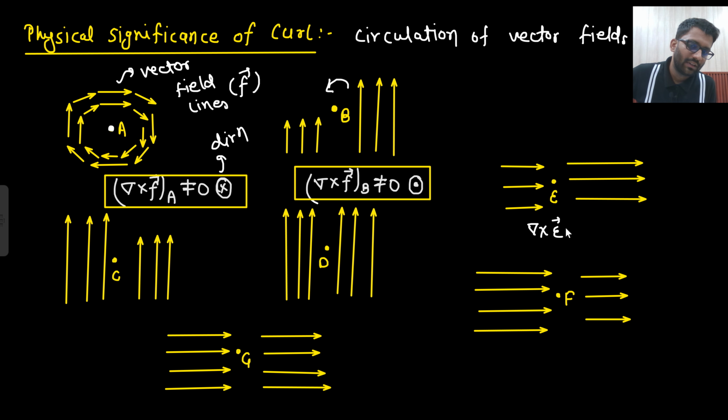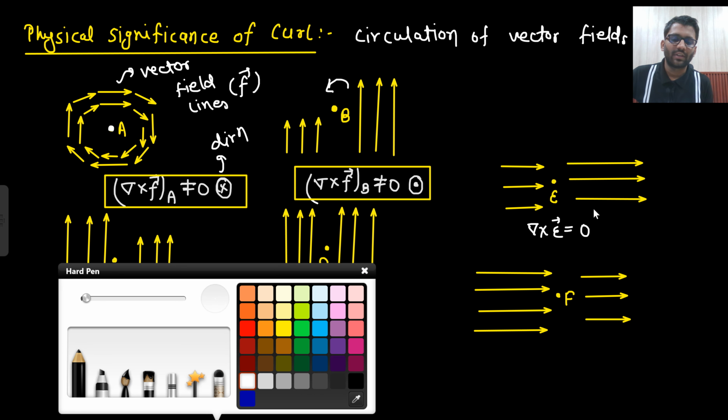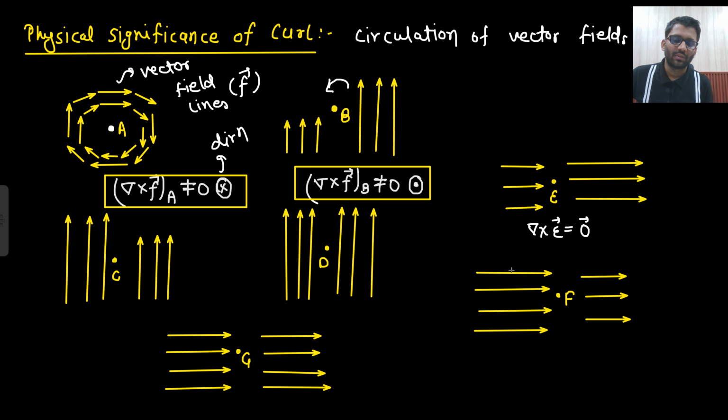Here del cross E will be 0. Or I can show it as a 0 vector also. You can show 0 vector, or you can show 0. In some textbooks you can find 0 vector written.